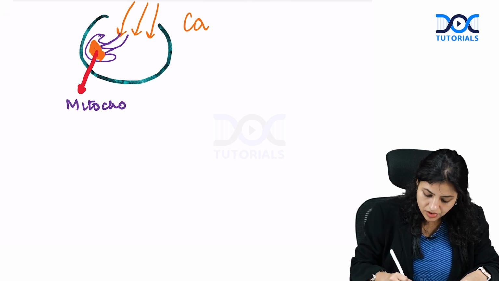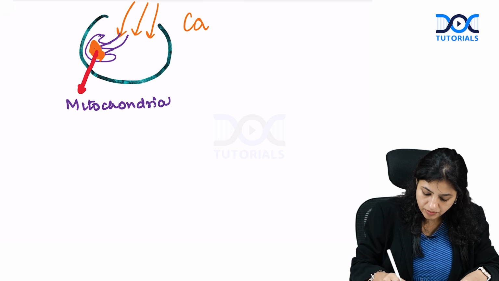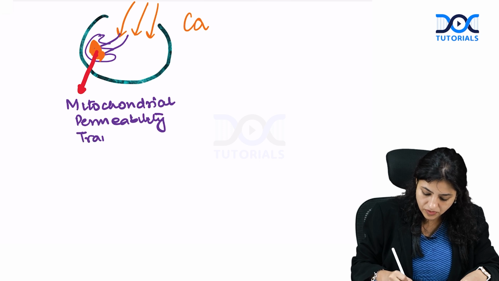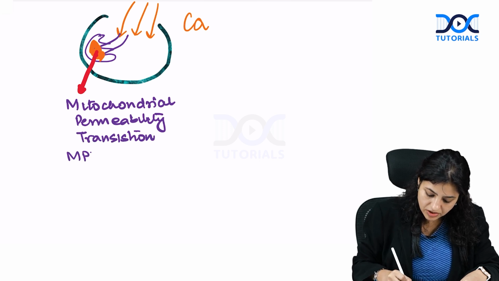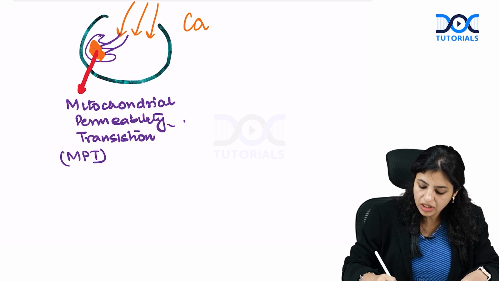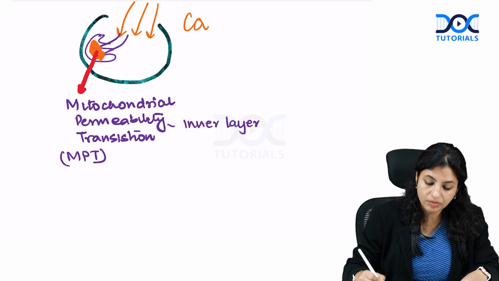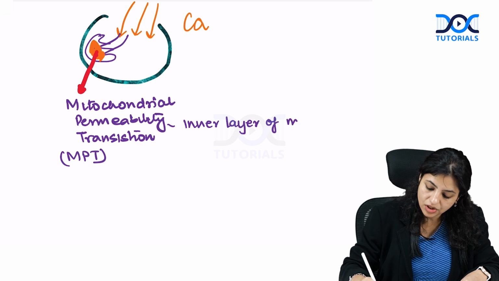mitochondrial permeability transition. This is very popularly called MPT. This is formed in the inner layer of the mitochondria. Now that's a very important point. Remember that: the inner layer of the mitochondria.